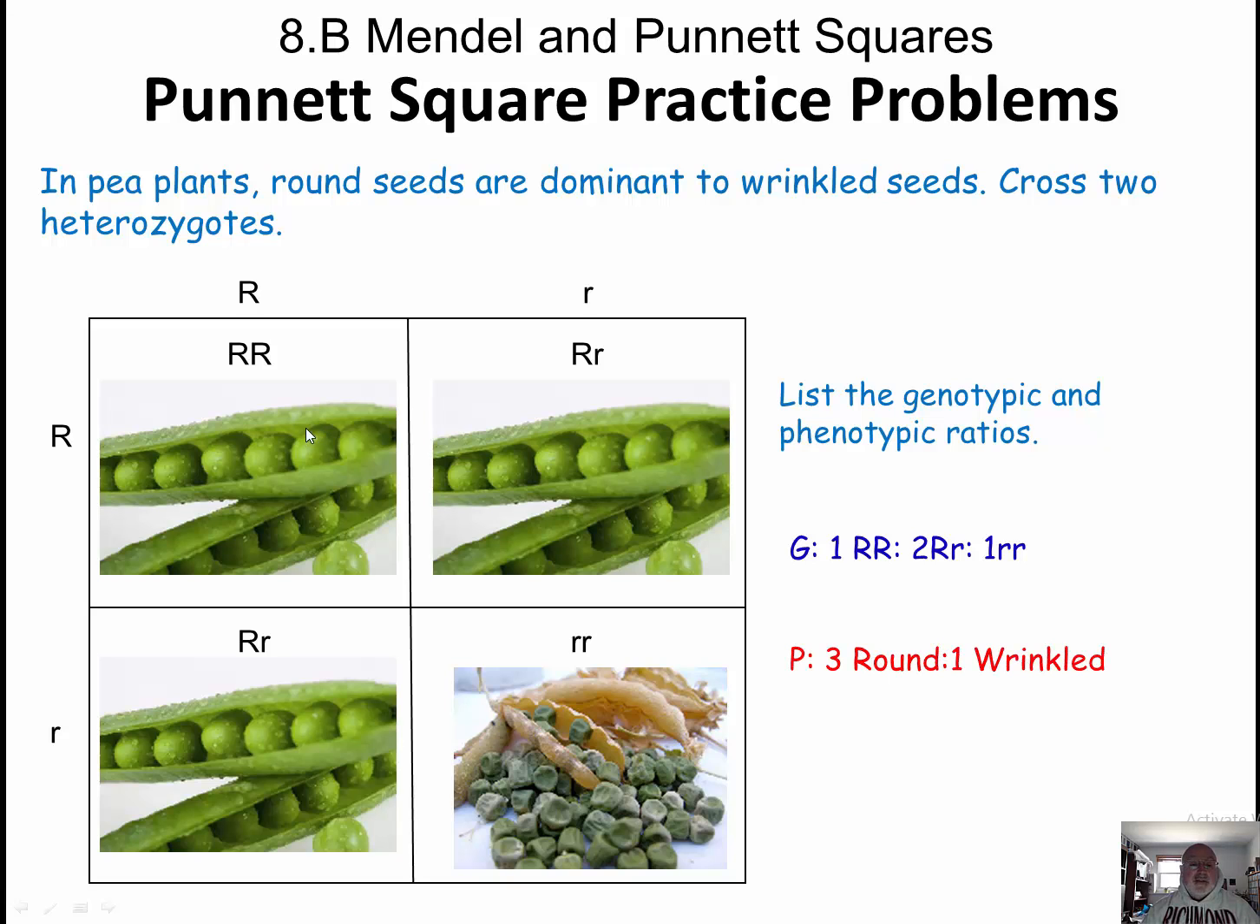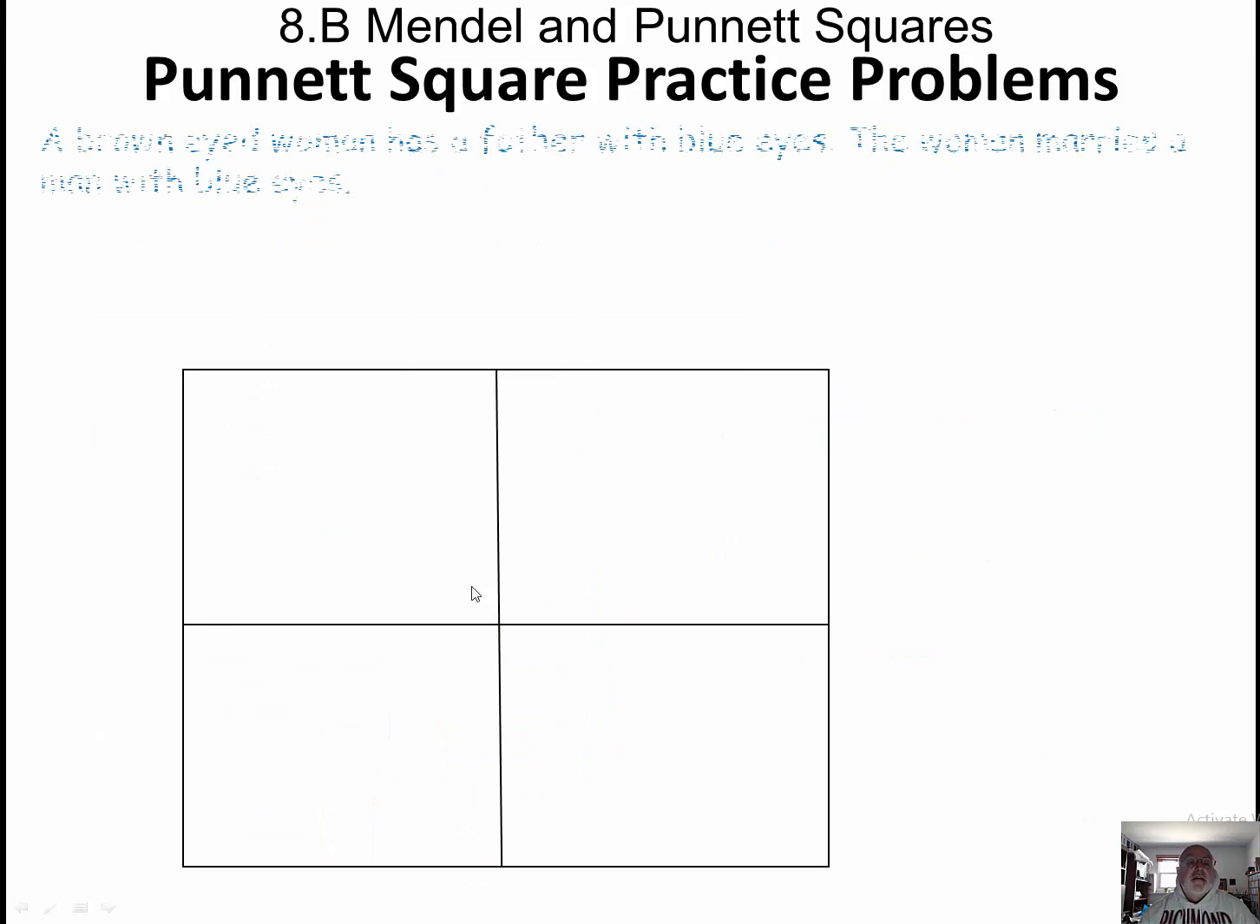And phenotype, we actually have 3 round and 1 wrinkled. So we can't have them different. Which are purebreds? Purebred, purebred, hybrid, hybrid. Purebreds have the same, hybrids have different.